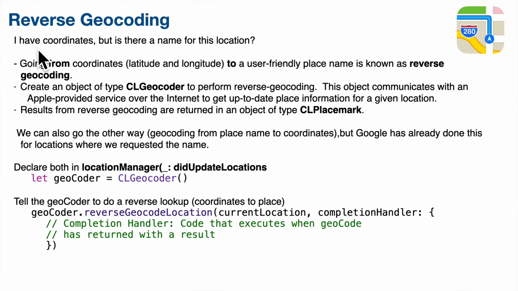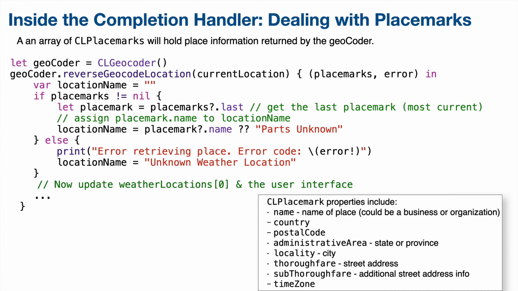Alright, we've got the location coordinates, but how do we get the name of the place at these coordinates? Well, for that what we want to do is use a technique called reverse geocoding. That's going from coordinates to a user-friendly place name. And to do this, we use an Apple object of type CLGeocoder. Once we create a geocoder, we'll call a method called reverseGeocodeLocation. We pass in a location. We've already got our current location, and this is either going to give us information on what's at those coordinates, or it'll give us an error. And then in the completion handler, we can do whatever we need to with the results we get back.